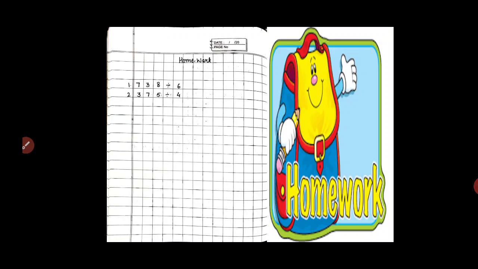Okay, children? I hope the concept of division of 3-digit number by a single digit is clear to you. Children, do both the classwork and homework in your notebook neatly.